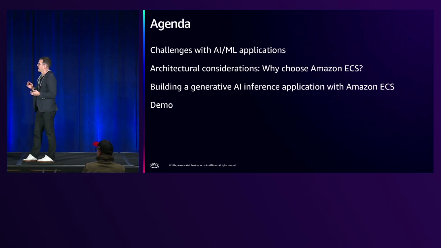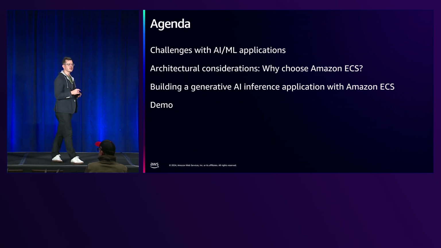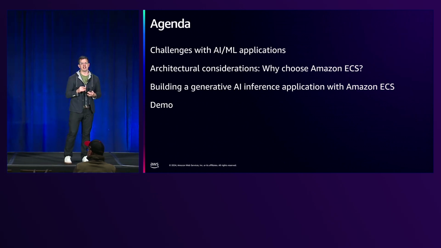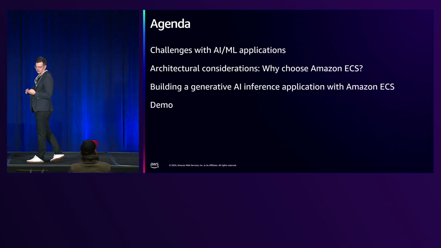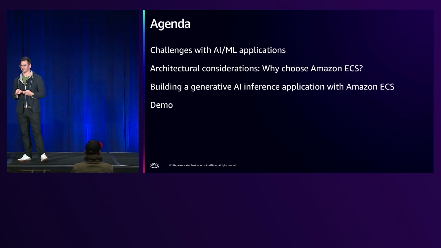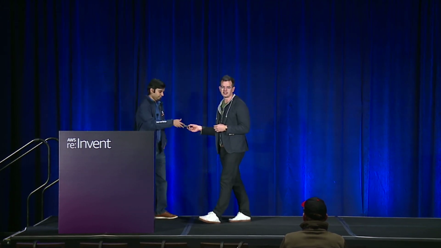You're going to see why to choose ECS, architectural considerations that you should think of when going through ECS, and then you'll see a demo of how to put it into practice with a Gen AI inference application running on ECS with Stable Diffusion. Okay, so without further ado, I'm going to hand it over to Abhishek, who is going to talk a little bit about some of the challenges with ML today.